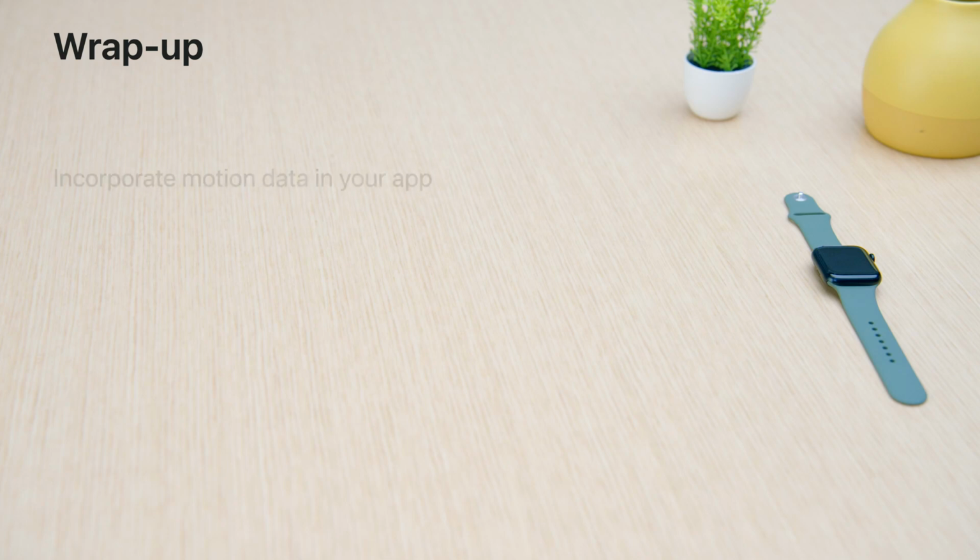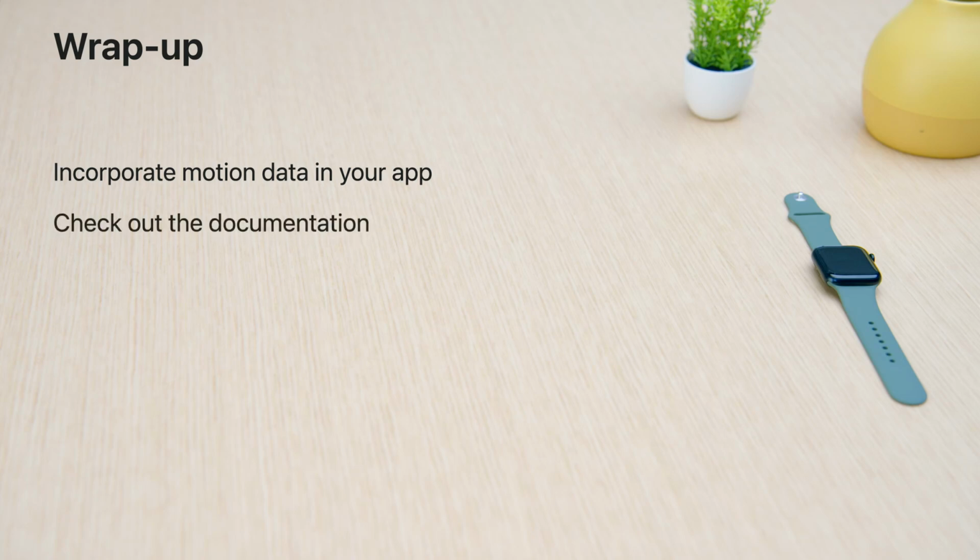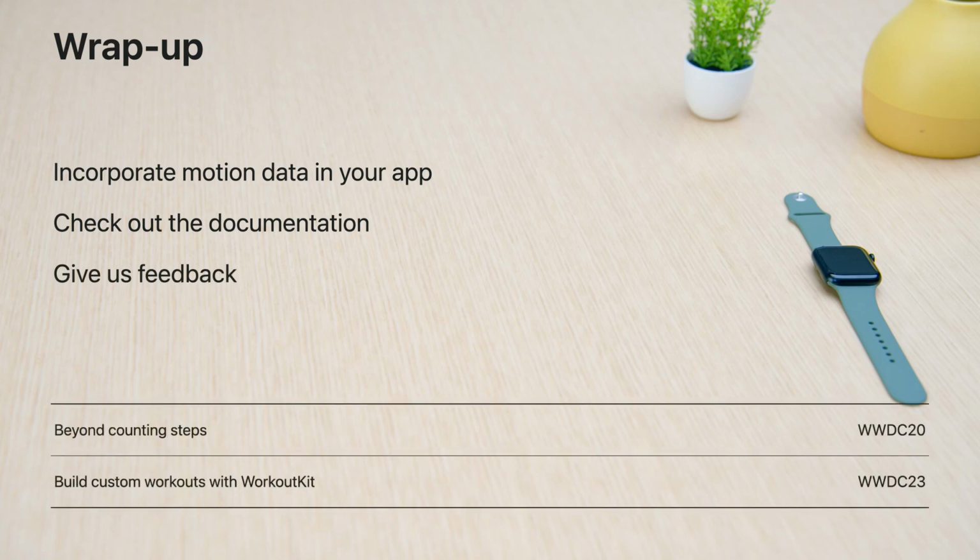There are a ton of cool ways to use motion data, and I've covered just a few examples. I encourage you to try them out and check out the documentation for more information. Make sure to give us feedback too. For an example of how motion data is translated into health-based features like measuring mobility, check out the Beyond Counting Steps session from WWDC 2020. For more information on running workouts to take advantage of CMBatchSensorManager, take a look at Building Custom Workouts with WorkoutKit. We're so excited to see how you use motion data to create amazing new experiences.